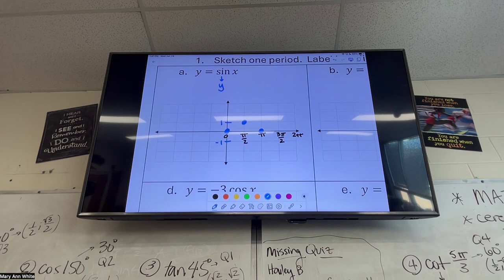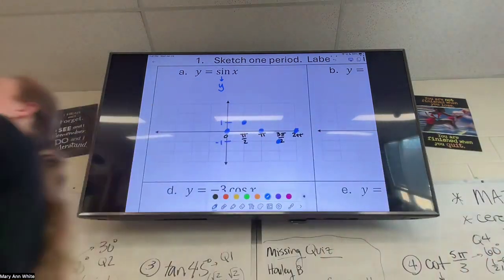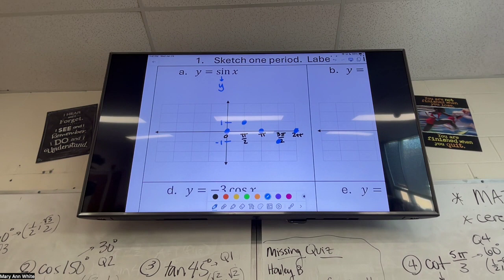What's your sine or your y value at 3 pi/2? -1. And what's your sine or your y at 2 pi? 0. That's cool. And then it's going to be kind of wavy. We've got those 5 points right there, and we're just going to wave this line through it. Wave up, wave down. Make it nice and curvy. Make it wavy.